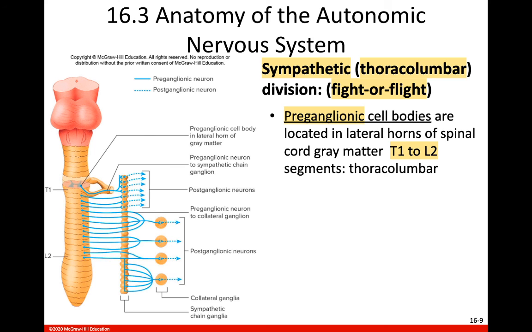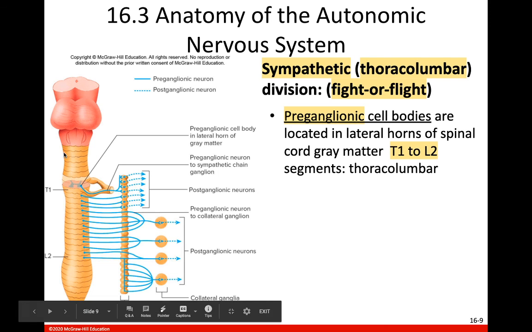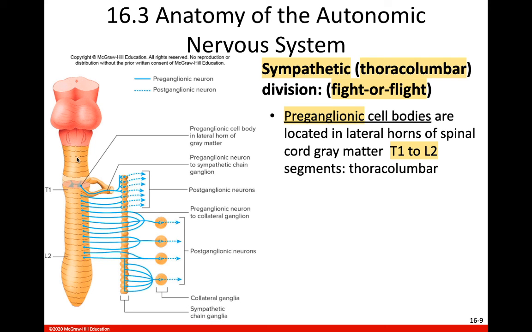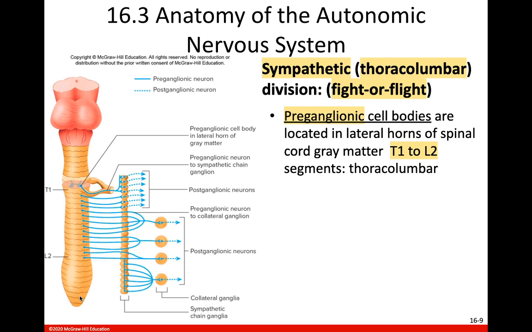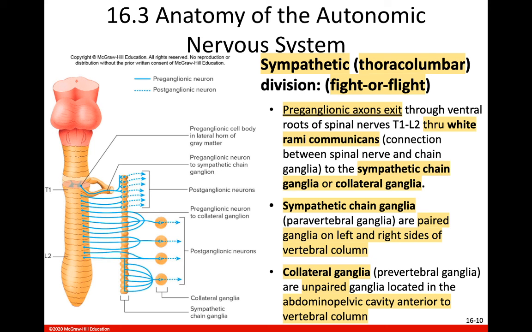We will see that with our parasympathetic, those are called craniosacral. Those preganglionic neurons arise from your cranial area and then your sacral area. So above the sympathetic spinal nerves and below the sympathetic spinal nerves is where those parasympathetic neurons arise from the spinal cord. So that's why we call the sympathetic thoracolumbar.